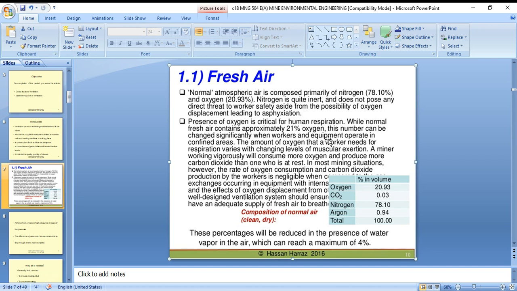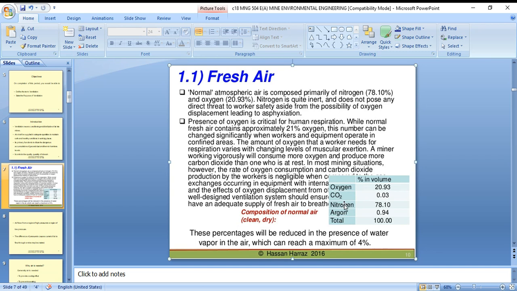This number can change significantly when workers or equipment operate in a confined area. The amount of oxygen that a worker needs for respiration varies with the changing levels of muscular exertion. A miner working vigorously will consume more oxygen and produce more carbon dioxide than one who is at rest. In most mining situations, however, the rate of oxygen consumption and carbon dioxide production by the worker is negligible.